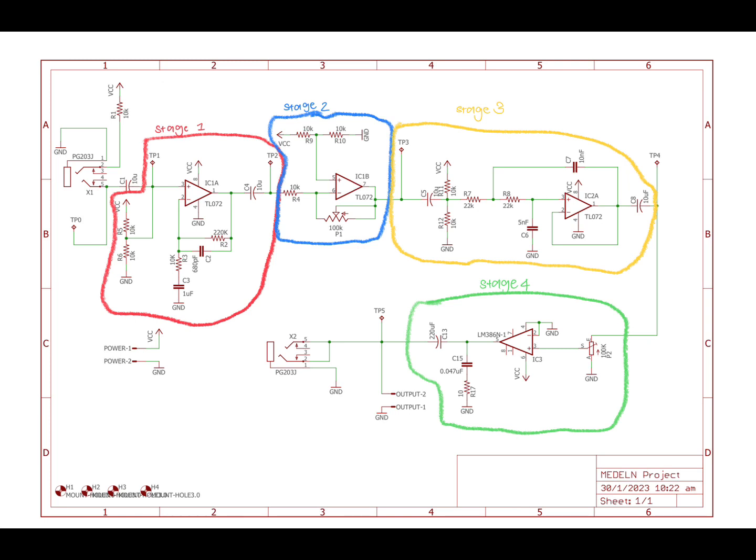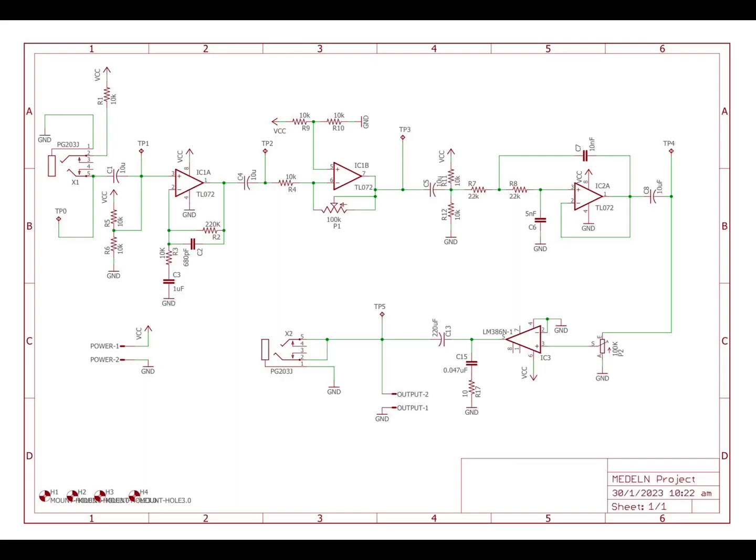Stage 1 consists of TP1 to TP2, Stage 2 consists of TP2 to TP3, Stage 3 consists of TP3 to TP4, while Stage 4 consists of TP4 to TP5. I will be explaining my circuit in stages.